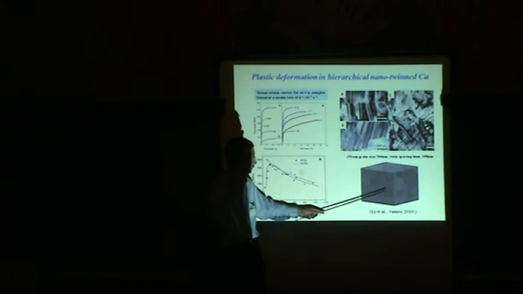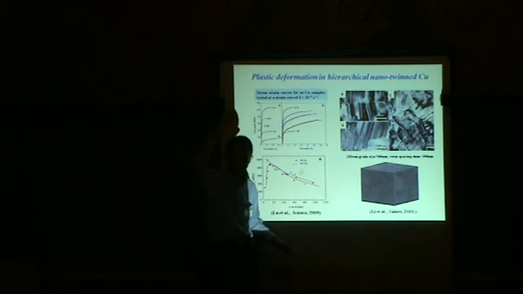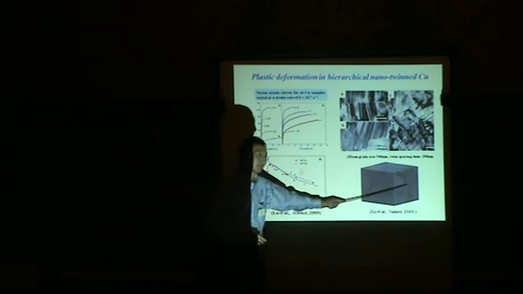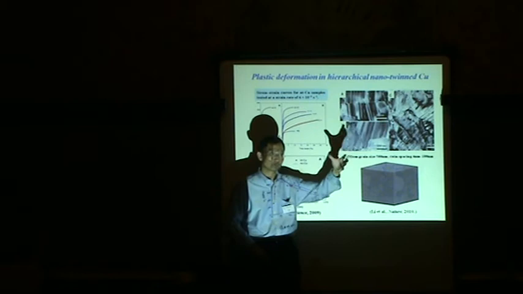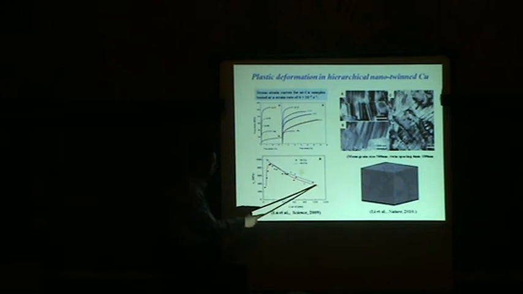One is the twin spacing, the twin thickness, which they can control to vary from a few nanometers to 100 nanometers. The grain size is another scale. So this has one more level compared with the traditional coarse grain material, which only has one scale. Now, when they tested the mechanical properties of this material, here they find for the nanotwin material, red dots here, initially the material strengthens as the twin spacing decreases. The grain size is fixed. So as twin spacing decreases, the strength increases, following the classical Hall-Petch law.